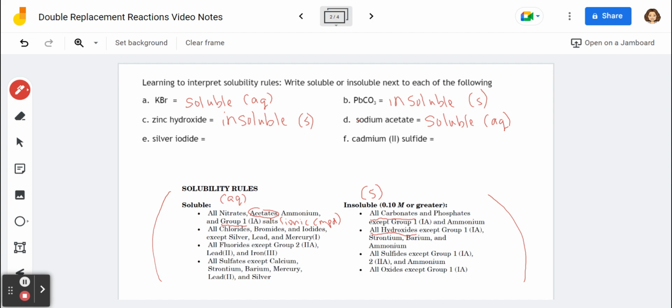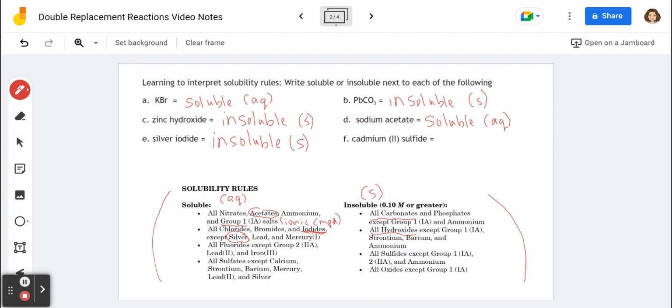All right, next we have silver iodide. So we look through our rules and we find a rule that says iodides. Here's one. Iodides are soluble except for silver. So silver is an exception to being soluble. So that means it is not soluble. So it is insoluble and would therefore be a precipitate or the solid.